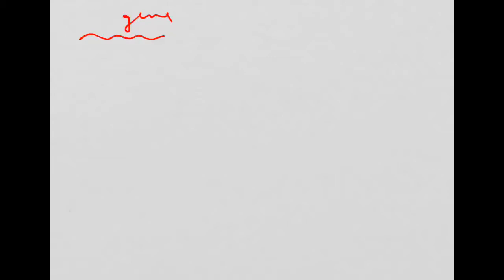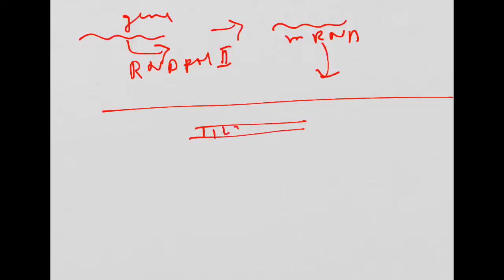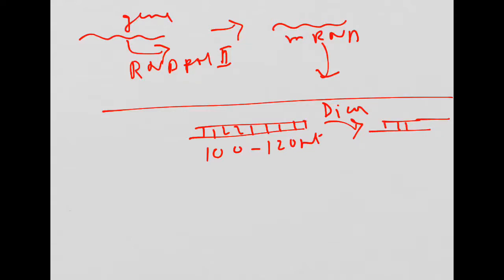Then after production, suppose it is produced by RNA polymerase II to form mRNA. This mRNA will be transported to the cytoplasm, where it will form a long double-stranded structure, maybe 100 to 120 nucleotides long. Then this will be processed by the Dicer molecule to form small structures like this. This will also have 2 nucleotide 3' overhangs.